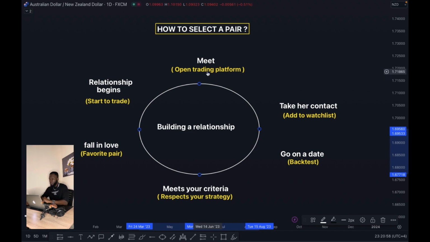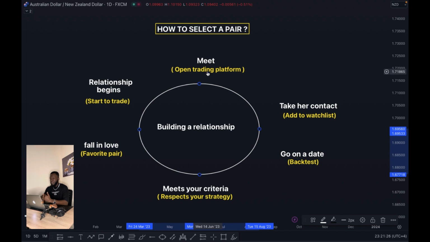Let's take Euro USD as an example. You're only gonna meet Euro USD on a trading platform. Let's say we open our TradingView. That is where we're gonna meet Euro USD, right? So we've met Euro USD. We take her contact. That is by adding Euro USD to our watch list, right? So now we have Euro USD on our watch list, which means we have the contact on our phone, right?